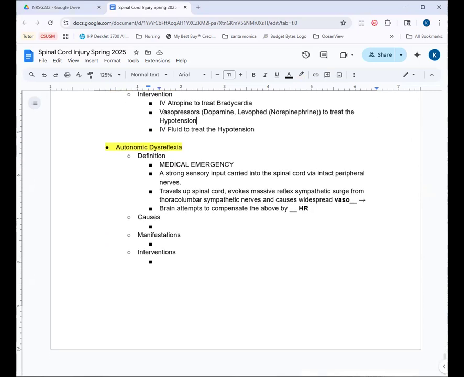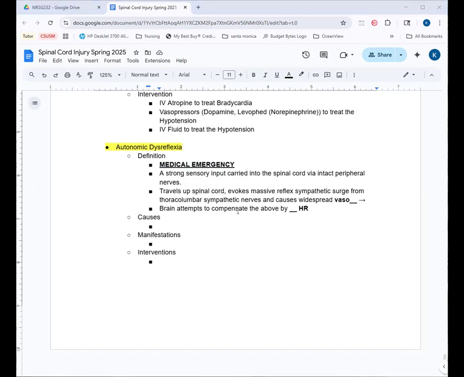Moving into autonomic dysreflexia, this is a medical emergency. This is big bad. It's a whole bunch of extra mumbo jumbo. It travels up the spinal cord and evokes a massive reflex sympathetic surge from the thoracolumbar sympathetic nerves and causes widespread vasoconstriction.